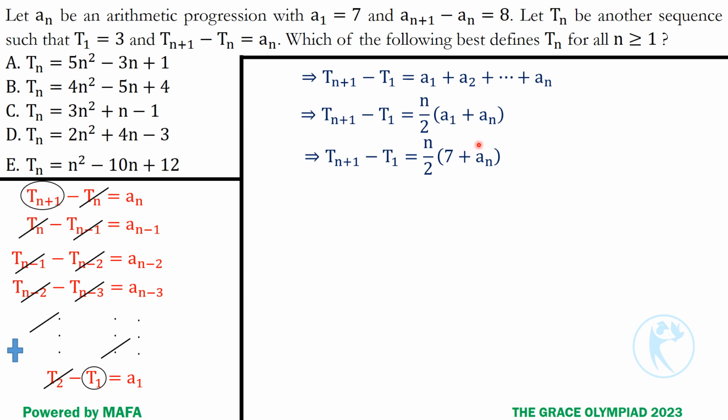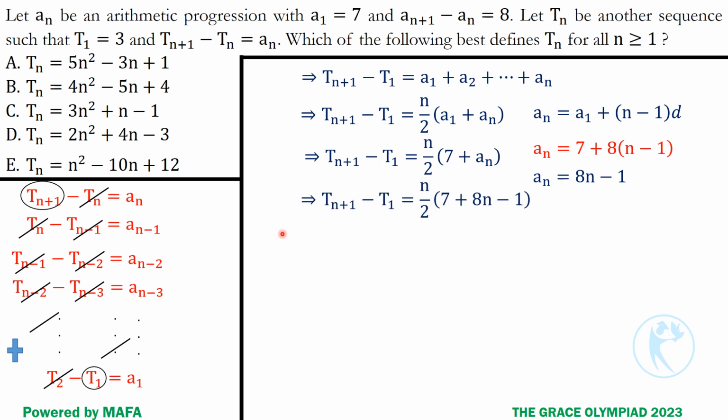Now we further proceed to get a of n. Since it's arithmetic, it means it can be written as the first term plus the common difference times the number of terms minus 1. Now we have the first term as 7, we have the common difference as 8, because the common difference is the difference between the n plus 1 term and the n term. Then we simplify, and we get our a of n to be 8n minus 1. We refit here, we get t(n+1) minus t1 to be n over 2 into 7 plus 8n minus 1. We simplify, and we can divide all through by 2. We get n into 4n plus 3.